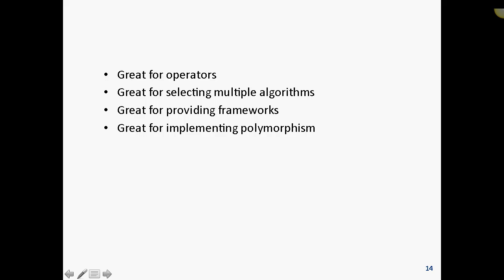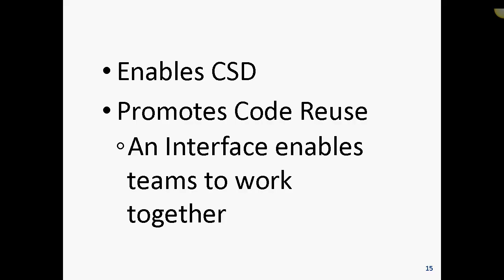So this is very good for operators. It's great for selecting multiple algorithms. It's great for creating a framework, like an image processing framework, where you have a whole bunch of related operators. And it's implementing, using the interface, polymorphism. It enables us to do what I would call component software development. It gives us the interchangeable parts of a software engineering system. But I think more importantly, you have to be very careful about how you curate your interface. The interface will enable teams to work together, so the interface had better be a good one. And of course, it promotes code reuse.